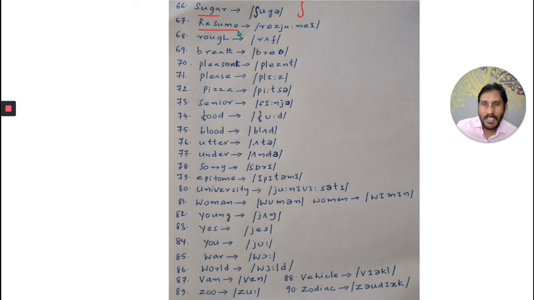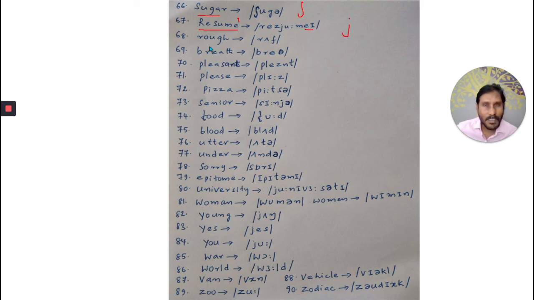When you complete your graduation, you go to approach companies seeking jobs. So you're an aspirant for a job. Then you go with a resume. Most people say resume. It is resume. The last mark should be there. Resume, Z, the diphthong. Resume.